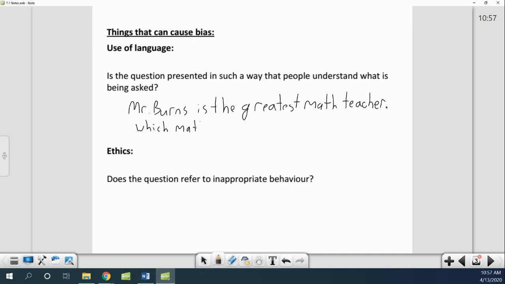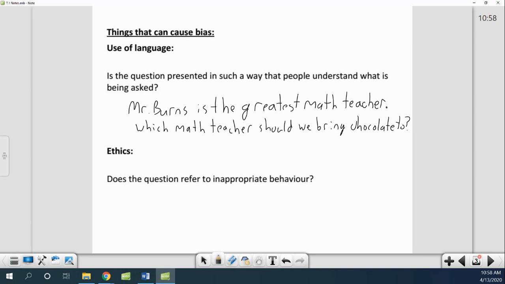which math teacher should we bring chocolate to? So there it is. There's my survey question. Mr. Burns is the greatest math teacher. Which math teacher should we bring chocolate to?